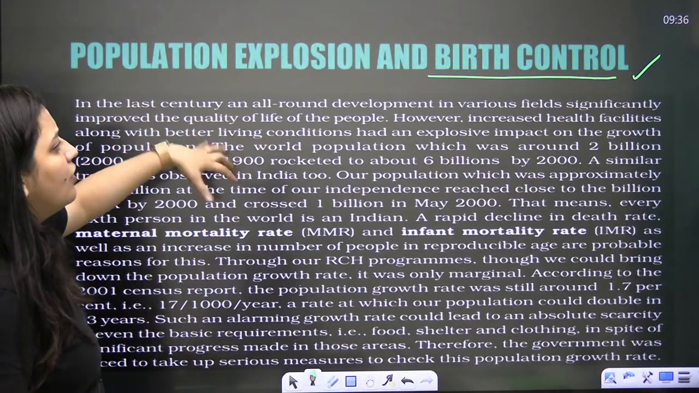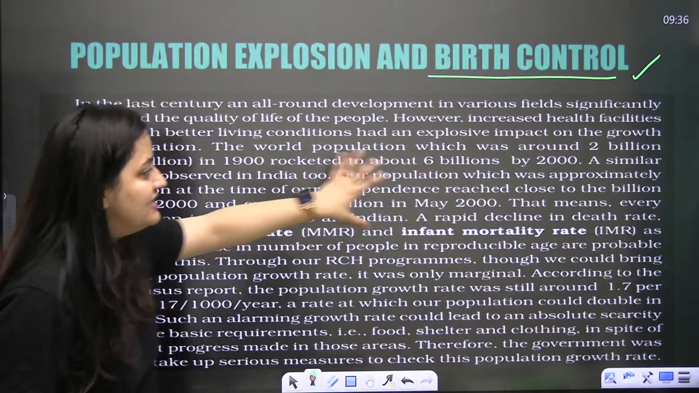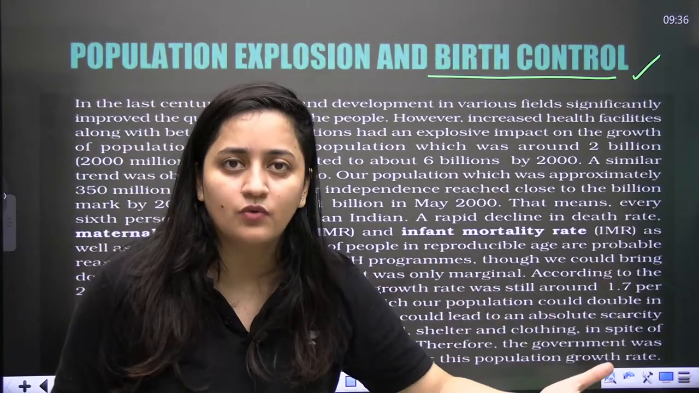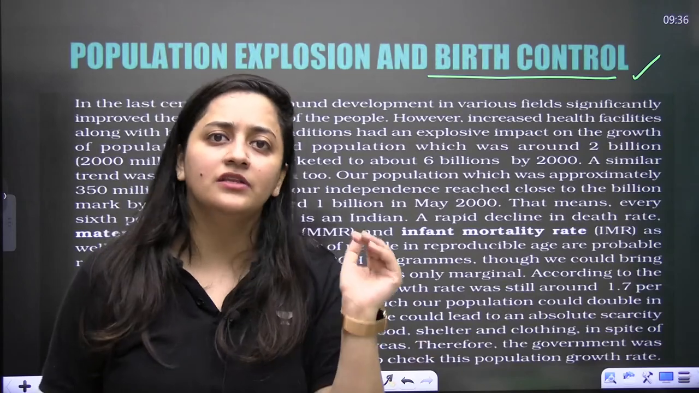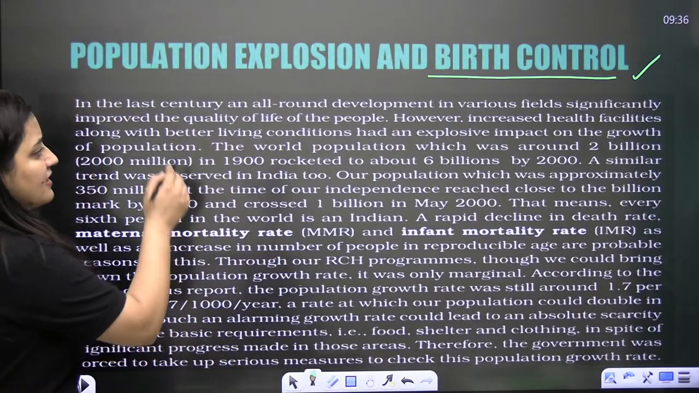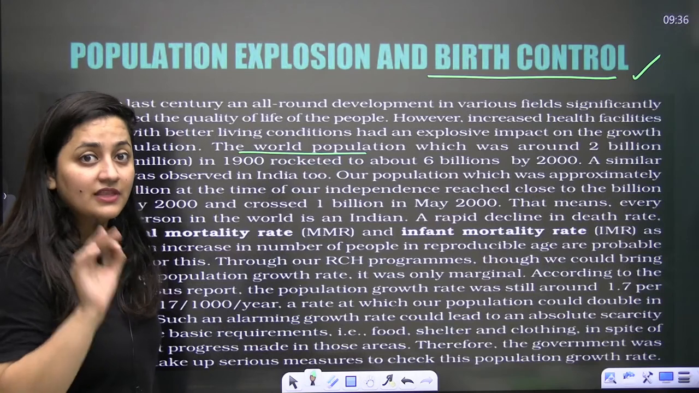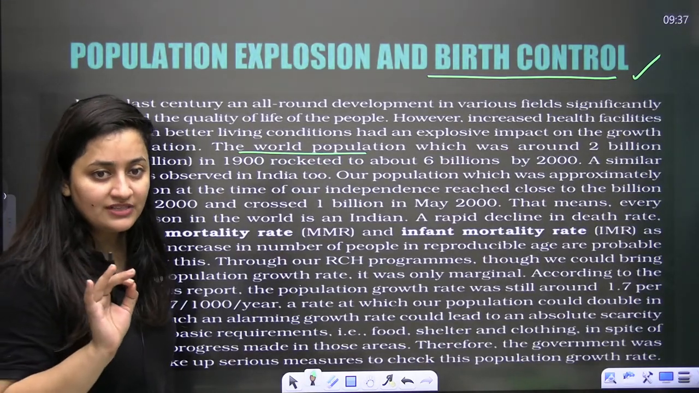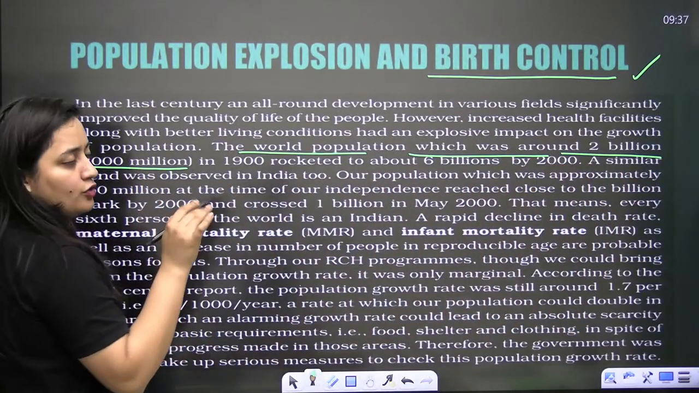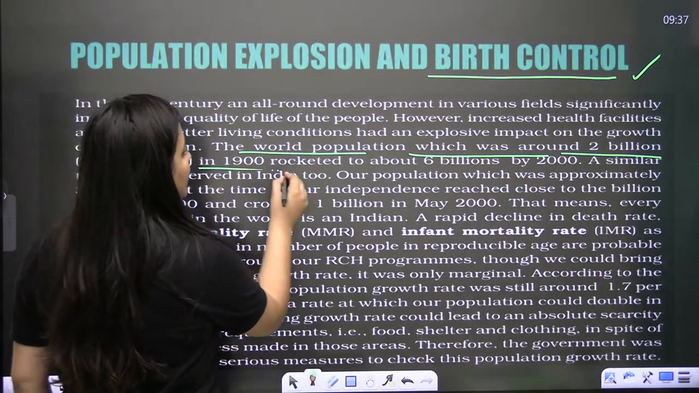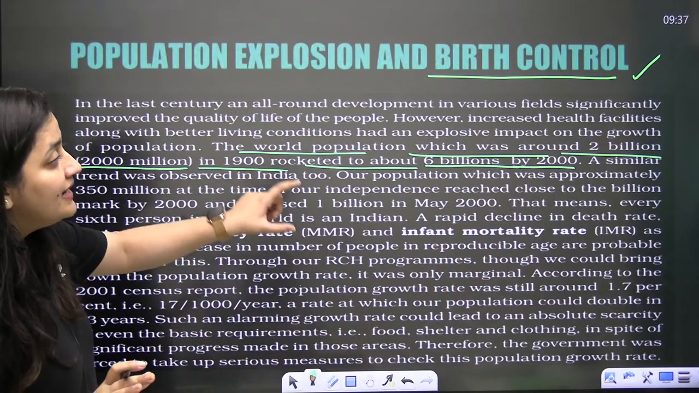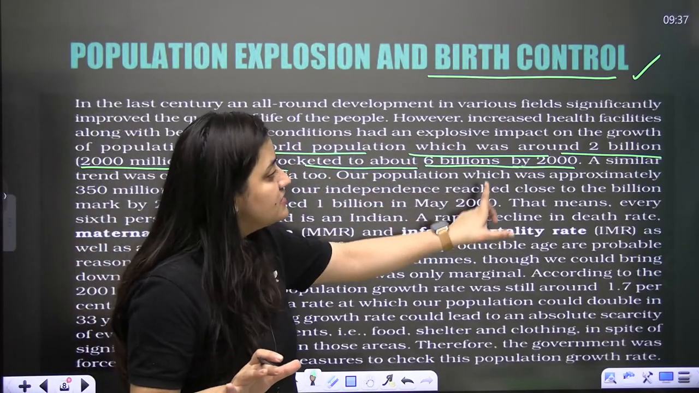See, in the last century, all-round development in various fields significantly improved the quality of life. As I said, after independence, better health care was provided, so the mortality rate of infants and mothers was less, and it resulted in an increase in population, isn't it, bachche? If you see here, this population data is important. They can ask you a question from this part, so please mark it in your NCERT. The world population, which was around 2 billion, that is 2000 million, in 1900, rocketed to about 6 billion by 2000. Just imagine.